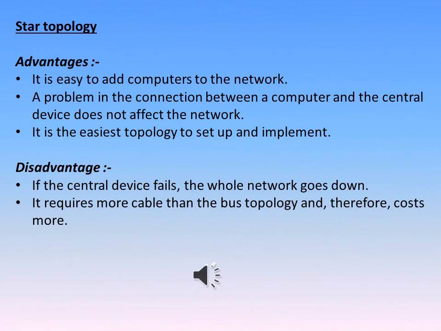Star topology. Advantages. It is easy to add computers to the network. A problem in the connection between a computer and the central device does not affect the network. It is the easiest topology to set up and implement. Disadvantages. If the central device fails, the whole network goes down. It requires more cable than the bus topology and, therefore, costs more.